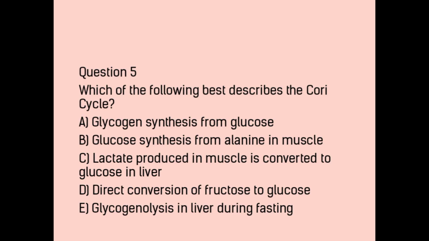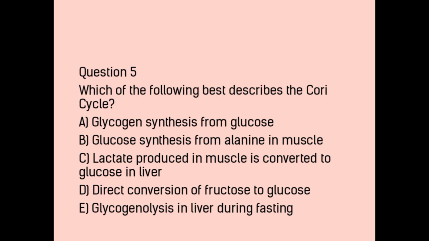For our next question, which of the following best describes the Krebs cycle? A, glycogen synthesis from glucose. B, glucose synthesis for alkaline in muscle. C, lactate produced in muscle is converted to glucose in liver. D, direct conversion of fructose to glucose. E, glycogenesis in liver during fasting. So which of the following best describes the entirety of the Krebs cycle?